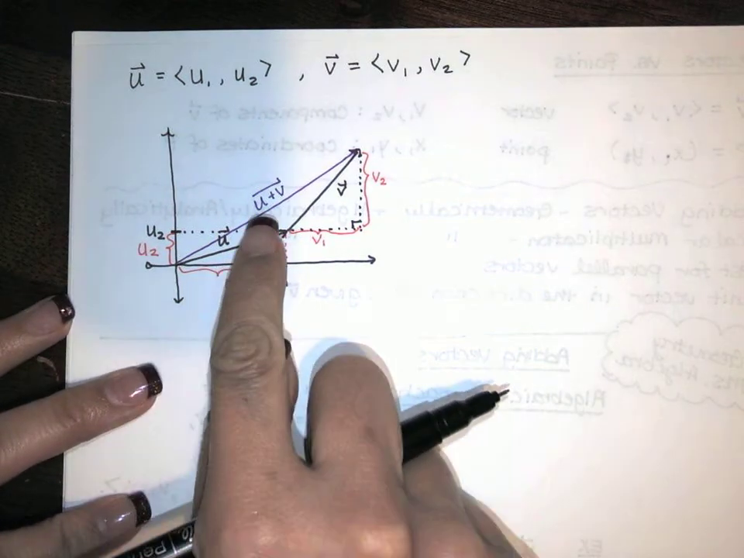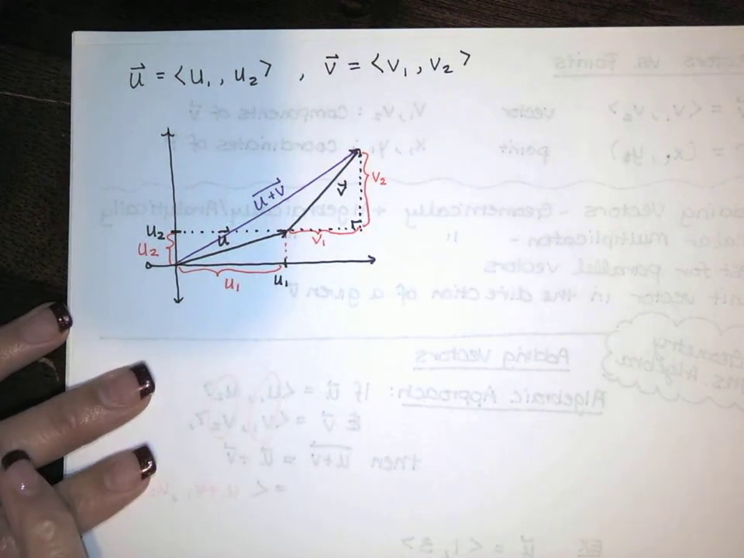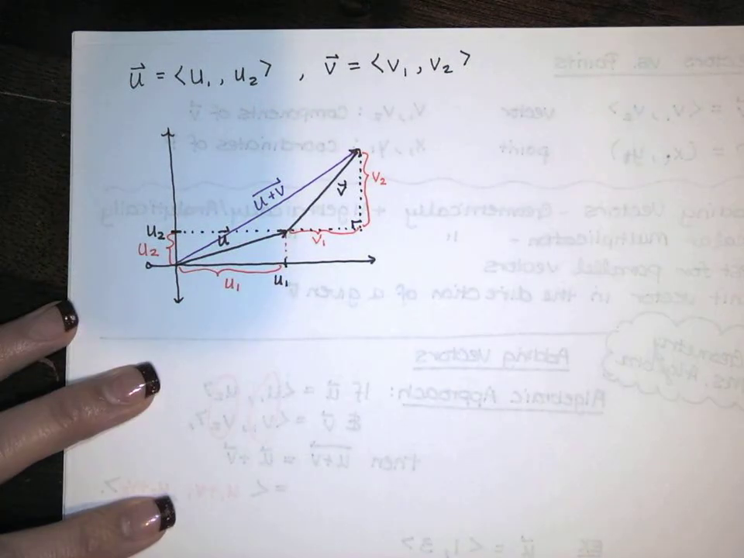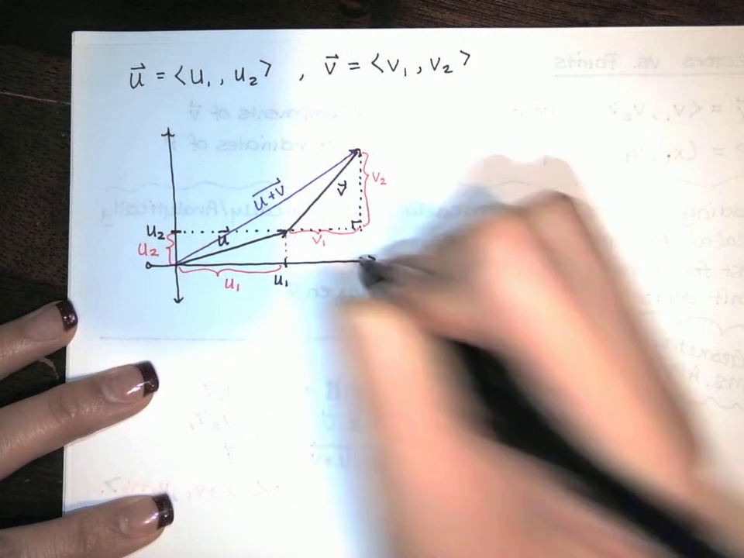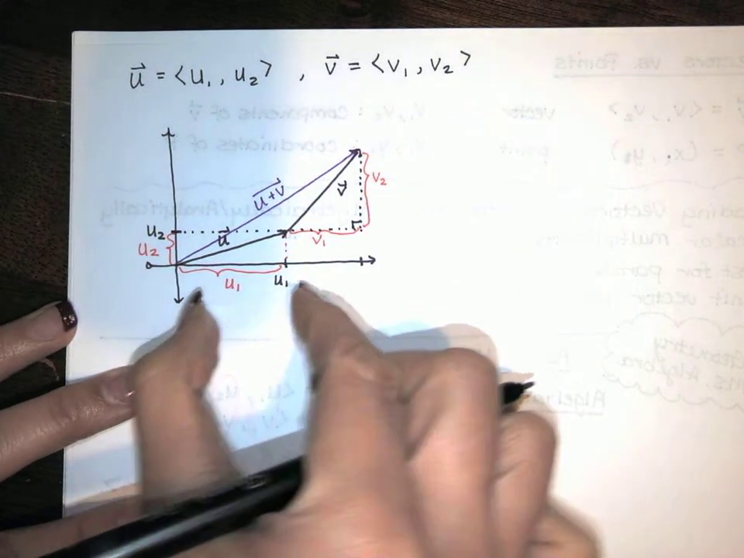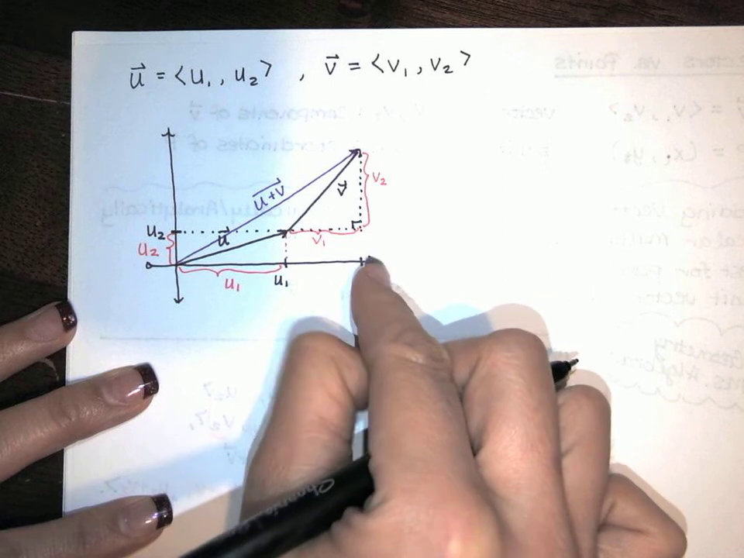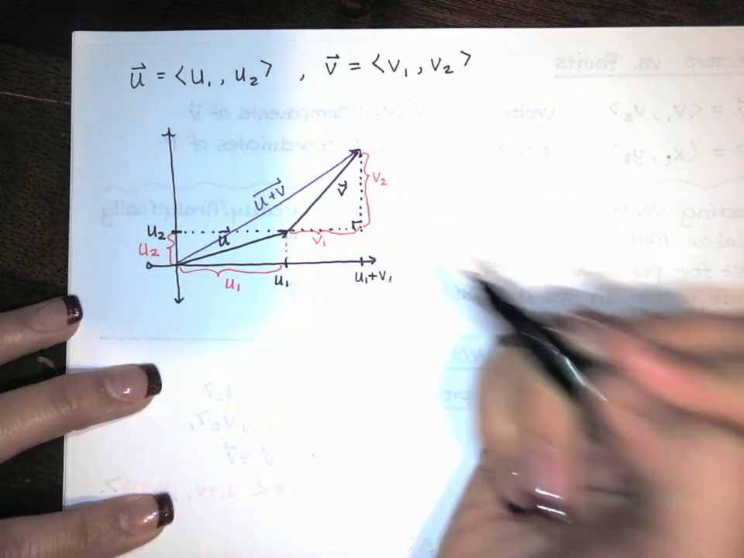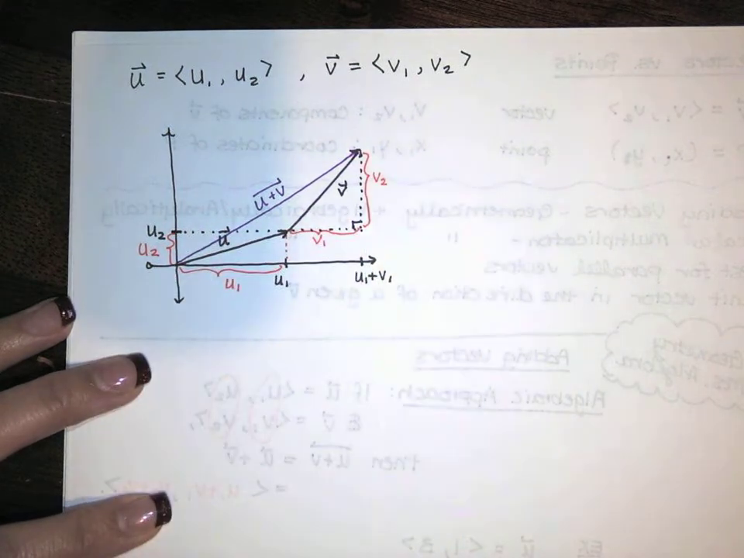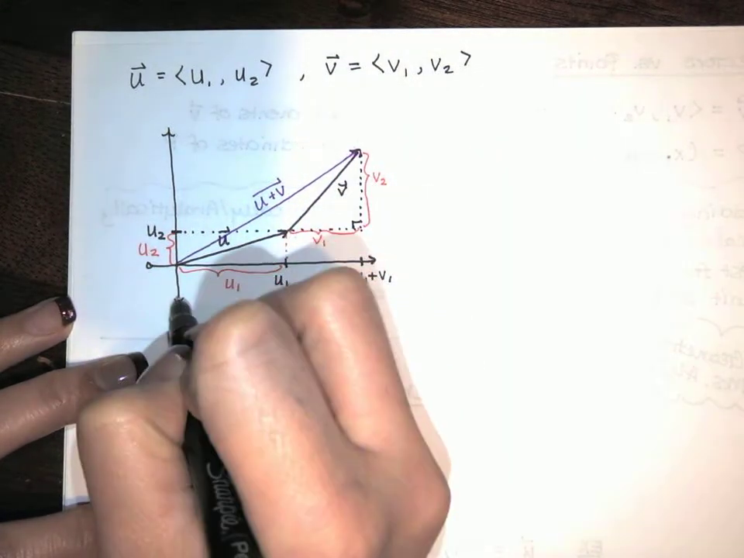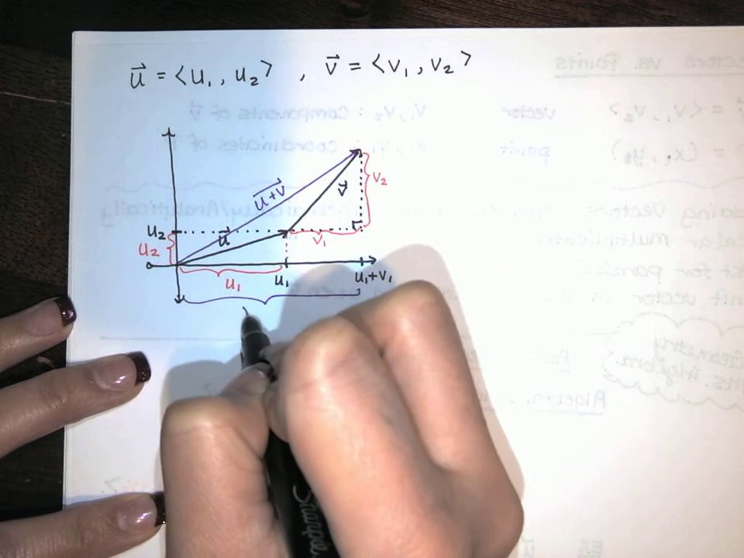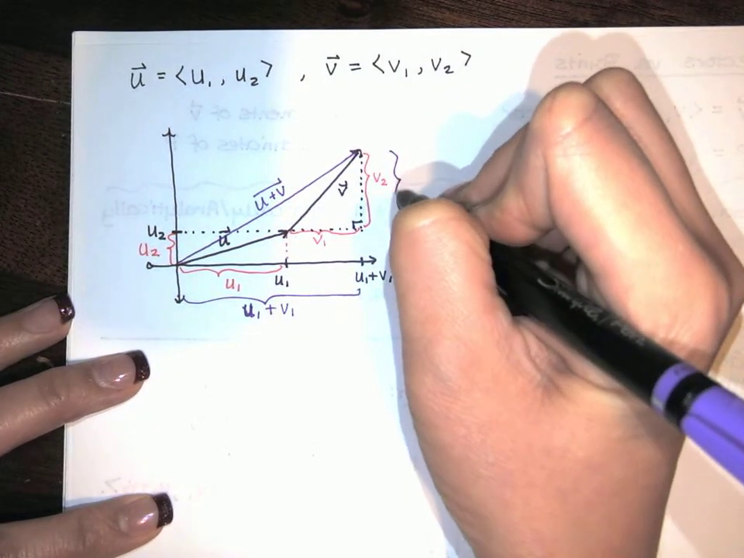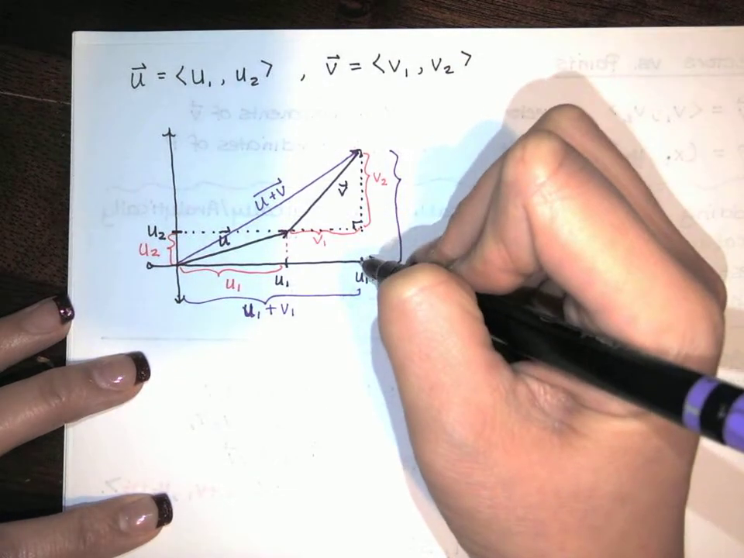The question is, what are the components of that geometrically? Let's look at the picture. I've got this is u1 and this is v1. So what does this tick mark have to be? If that was 3 and that was 2, I just do 3 plus 2 and that'd be 5, right? This has got to be u1 plus v1. That's the length of this component of this purple vector. That's u1 plus v1. And the y component, well, that's u2 plus v2.